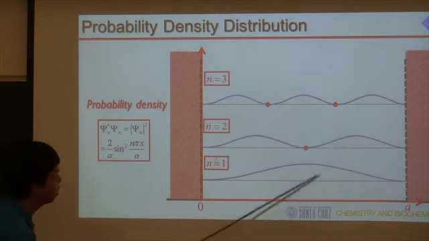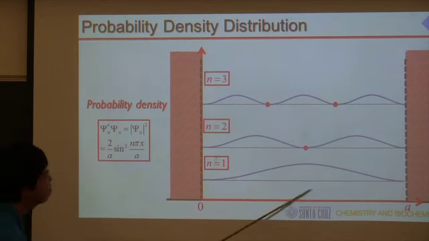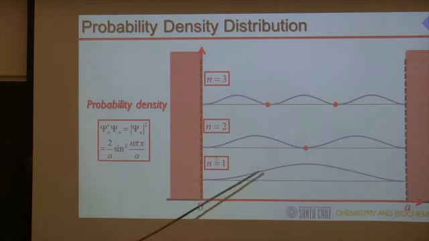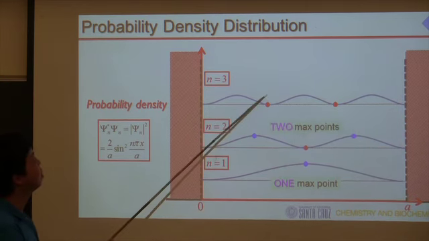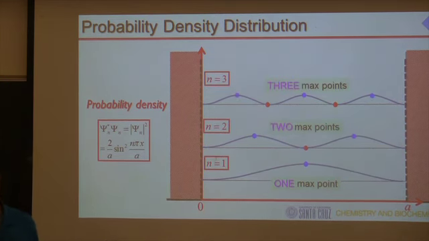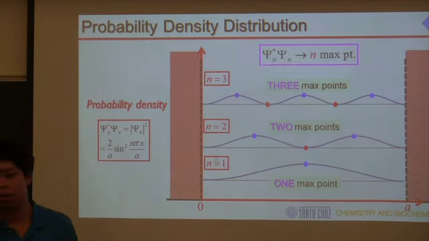Okay. But based on that, can you tell me how many maximum probability density points we can find in n equals 1? 1. Where is that? A over 2. Okay. 1 maximum. How about 2? 2 maximum. How about 3? So what's the relationship between the maximum points and the quantum number? They're the same.